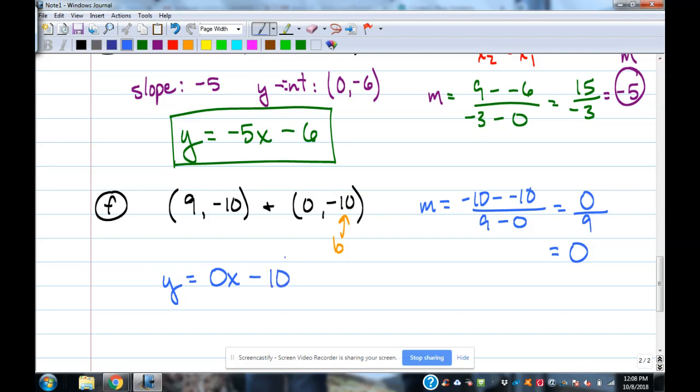What's 0 times x? 0. It doesn't matter what x is, right? Because if I'm multiplying it by 0, it's going to go away. So the equation would simplify to just y equals negative 10 because the slope is 0. That's the only time that's going to happen, is if the slope is 0, the x is going to go away.